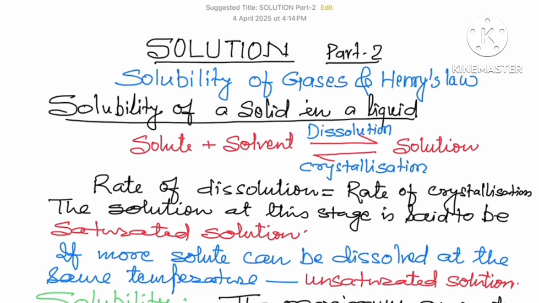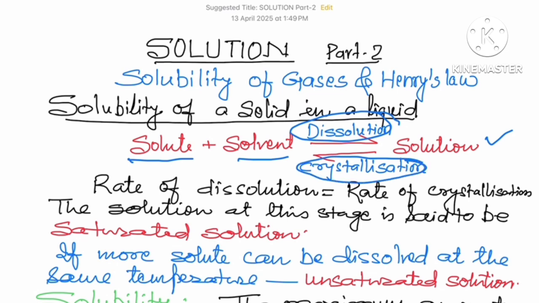So the rate of dissolution is equal to the rate of crystallization. That is known as a saturated solution. Means a solution at this stage is said to be a saturated solution. Or you say that the solution in which no more solute dissolves at a given temperature. If more solute can be dissolved at the same temperature, then the solution is called an unsaturated solution.